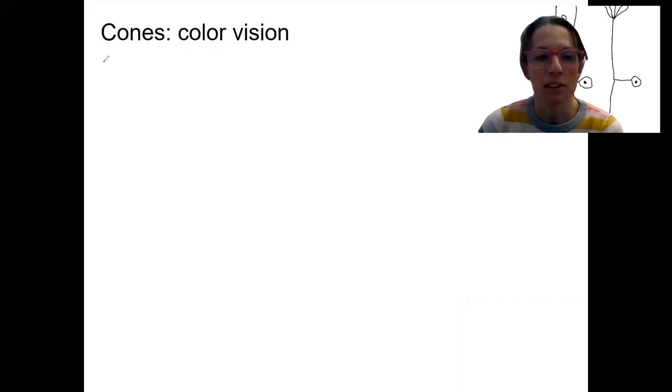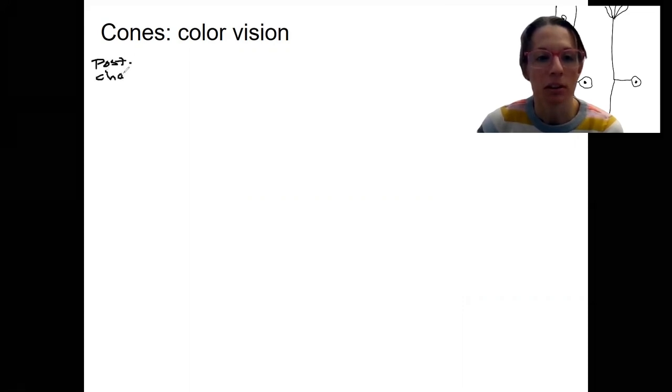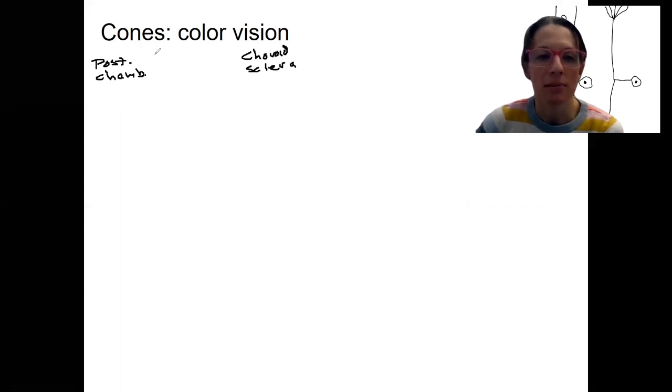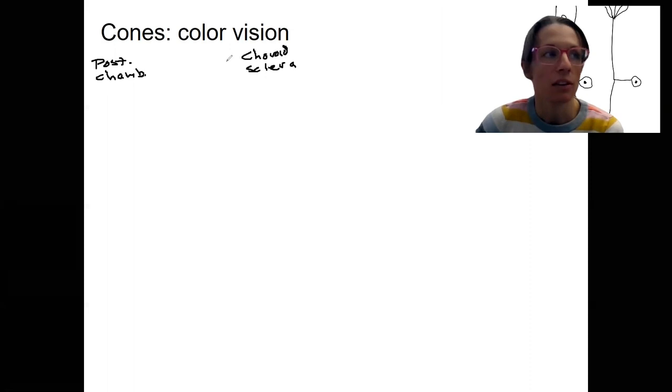So if we've got the posterior chamber on this side, we've got our choroid and then sclera. On this side, we've got these layers from ganglion cells over here and photoreceptors over here.